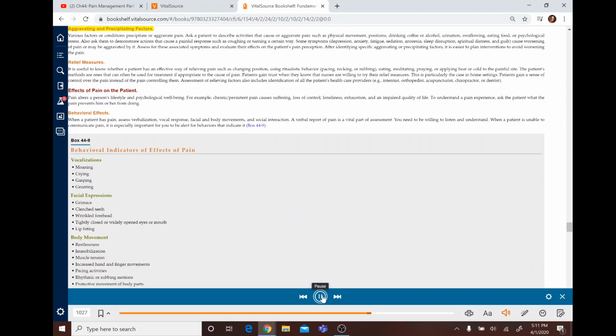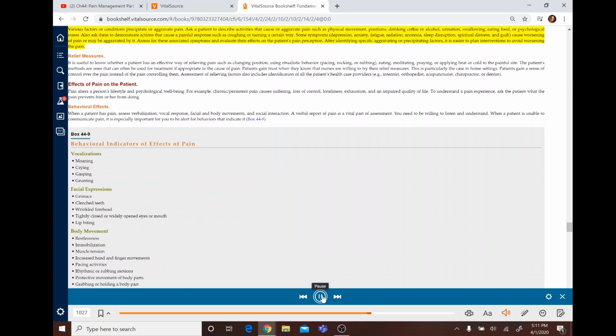Aggravating and precipitating factors. Various factors or conditions precipitate or aggravate pain. Ask a patient to describe activities that cause or aggravate pain such as physical movement, positions, drinking coffee or alcohol, urination, swallowing, eating food, or psychological stress. Also ask them to demonstrate actions that cause a painful response such as coughing or turning a certain way.